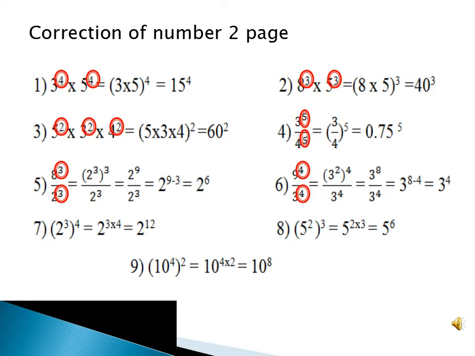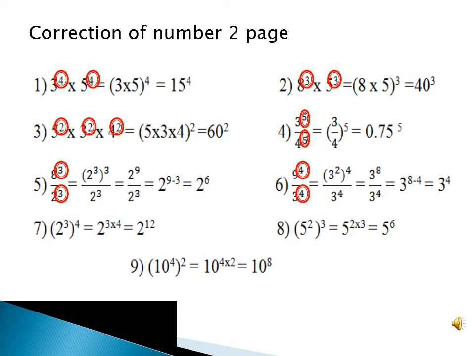The second one, the same. We apply the same rule that when we have different bases, which are 8 and 5, and same power, we can group 8 and 5, which are the bases, in a parenthesis, and the answer we put for it a power. So it will become 40 power 3.